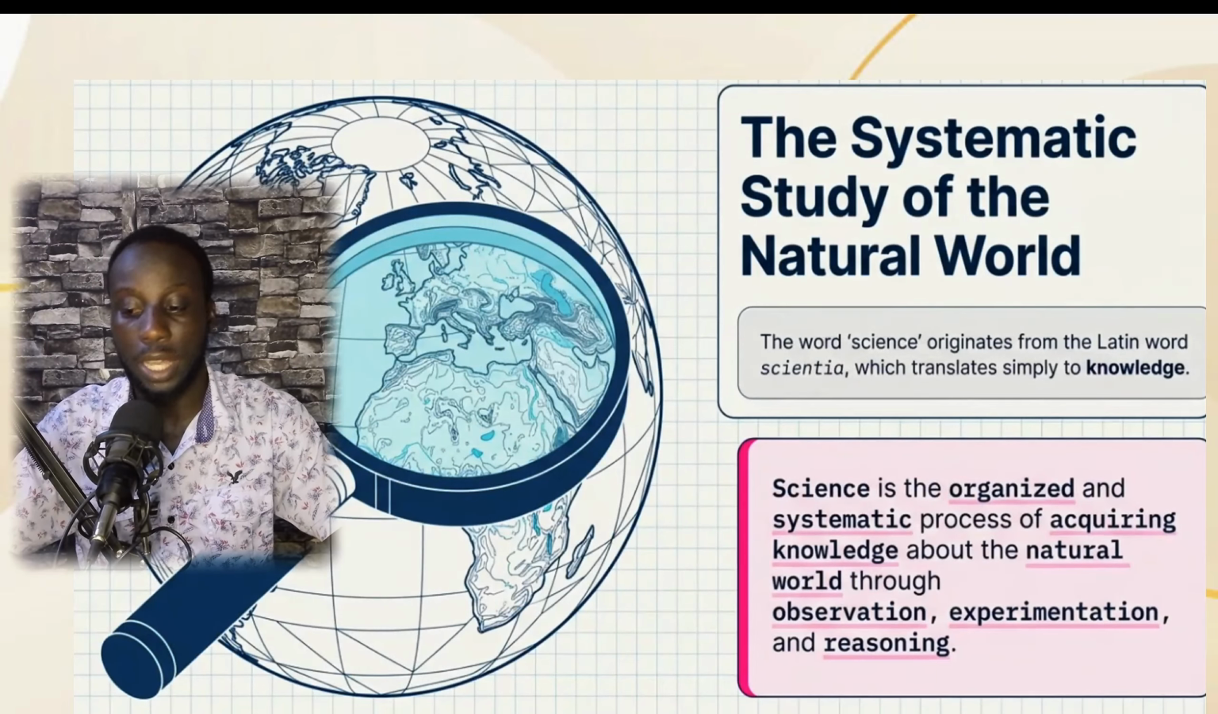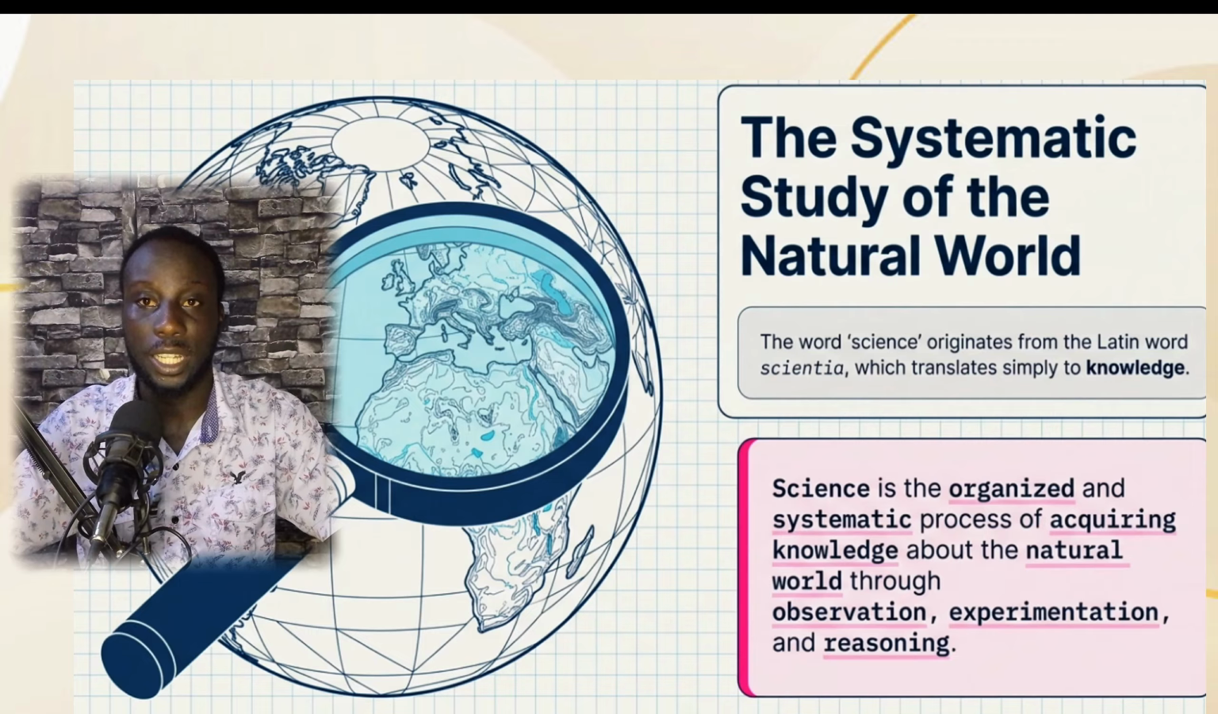How do you even find things? How do you get things done? What are the processes you are supposed to follow in order to get stuff done in a scientific way so that you arrive at the right point? So we have the systematic study of the natural world.